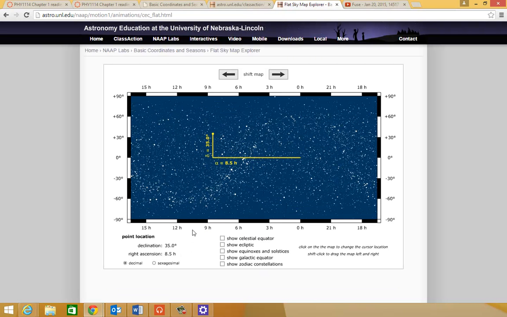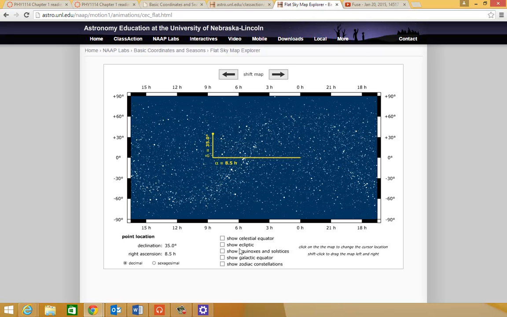You're going to see a very similar layout to what you're seeing on the quiz. And what this Flat Map Explorer does is it puts the declination on the y-axis, and it puts your right ascension on the x-axis. One thing you have to really understand about this is that the right ascension increases from right to left. That's a little unusual for most graphs. Usually, whatever's on your x-axis gets bigger when you go from left to right. That's not the case here, and I'll show you the different features of this map.